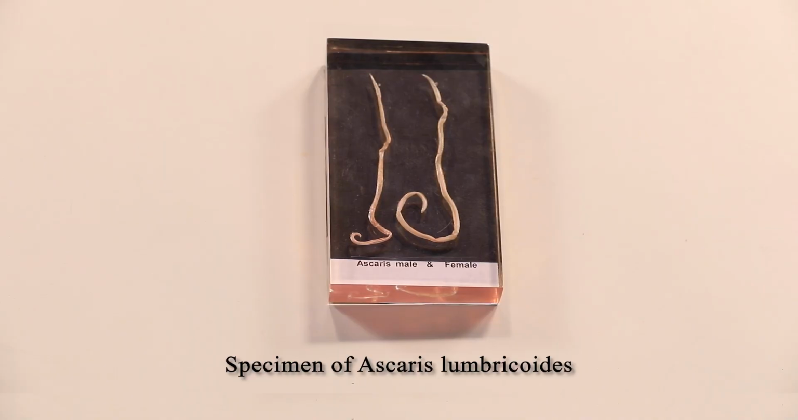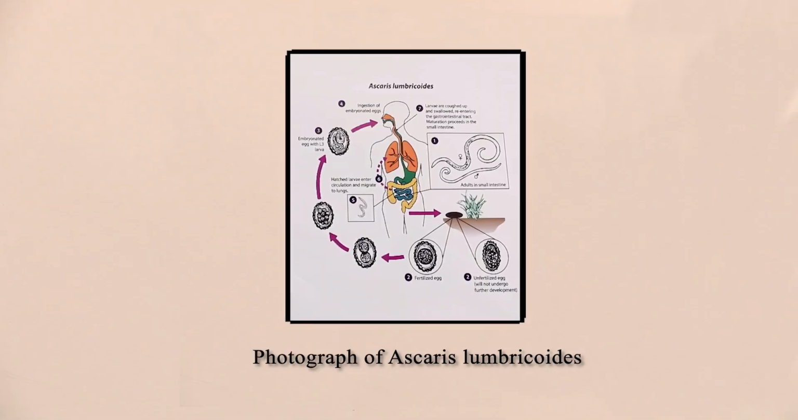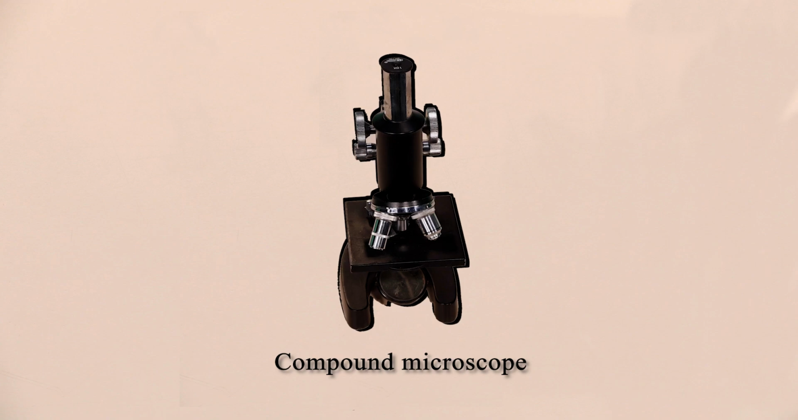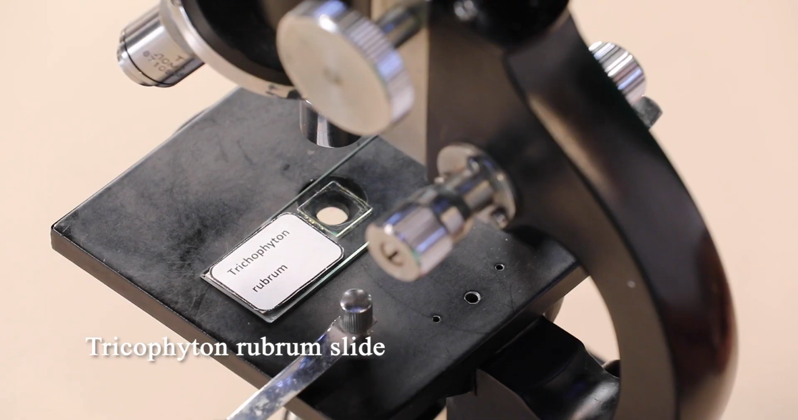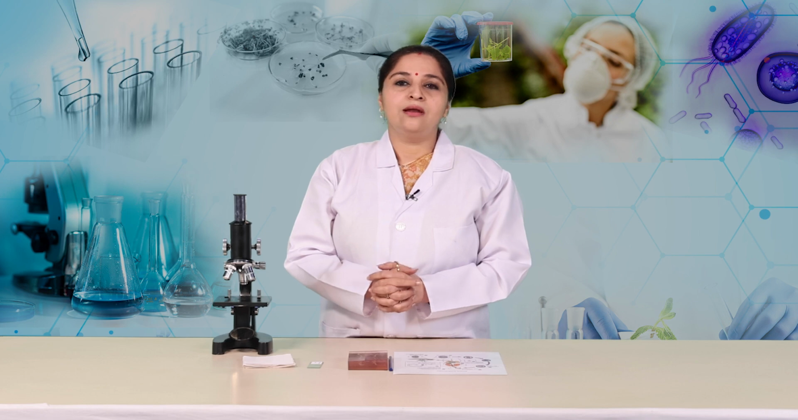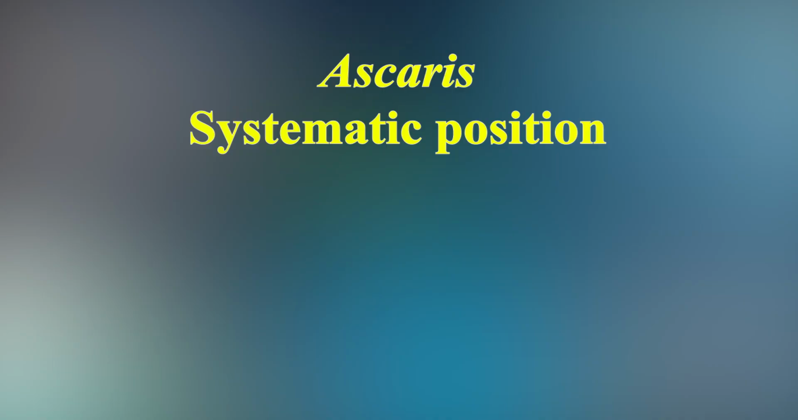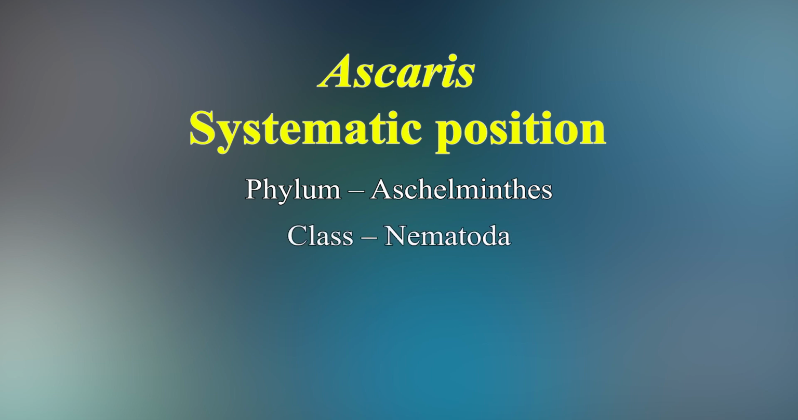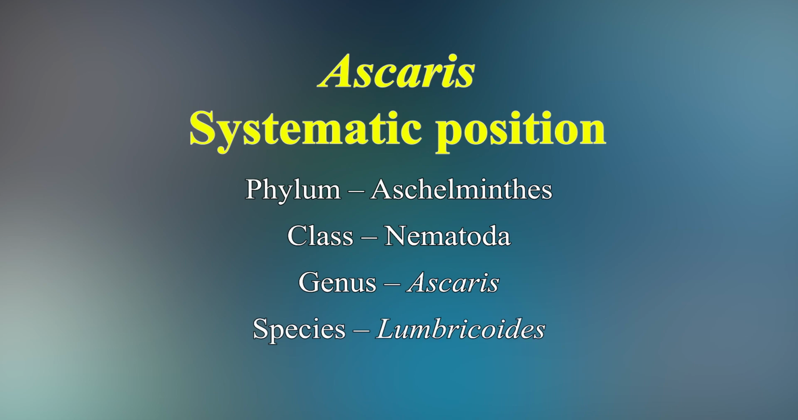The materials required for this session are specimen and photograph of Ascaris lumbricoides, compound microscope, and permanent slide of Trichophyton rubrum. Let us study the distinctive features of Ascaris lumbricoides through its specimen and photograph. The systemic position of the organism is phylum Aschelminthes, class Nematoda, genus Ascaris, species lumbricoides. Now, what have we observed through the specimen?